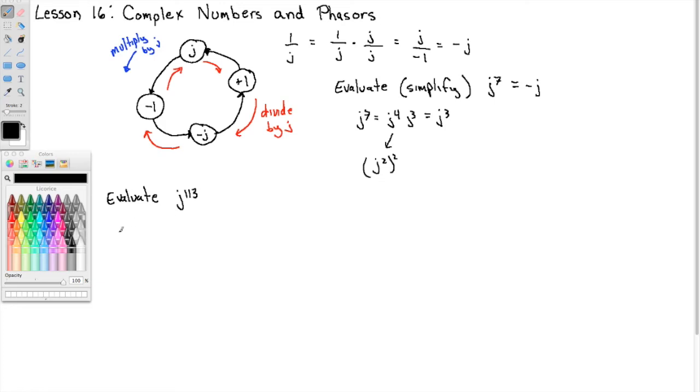All right, well, j to the 113th can be written as j to the 112th, right, times j to the 1. And I write it like that because 112 is divisible by 4. So j to the 112th then is divisible by 4. So that means we go around the circle an even number of times. 1, 2, 3, 4, 5, 6, 7, 8, 9, 10, 11, 12. So after 112 times, we're back at plus 1. So j to the 112 is 1. So this is just j.